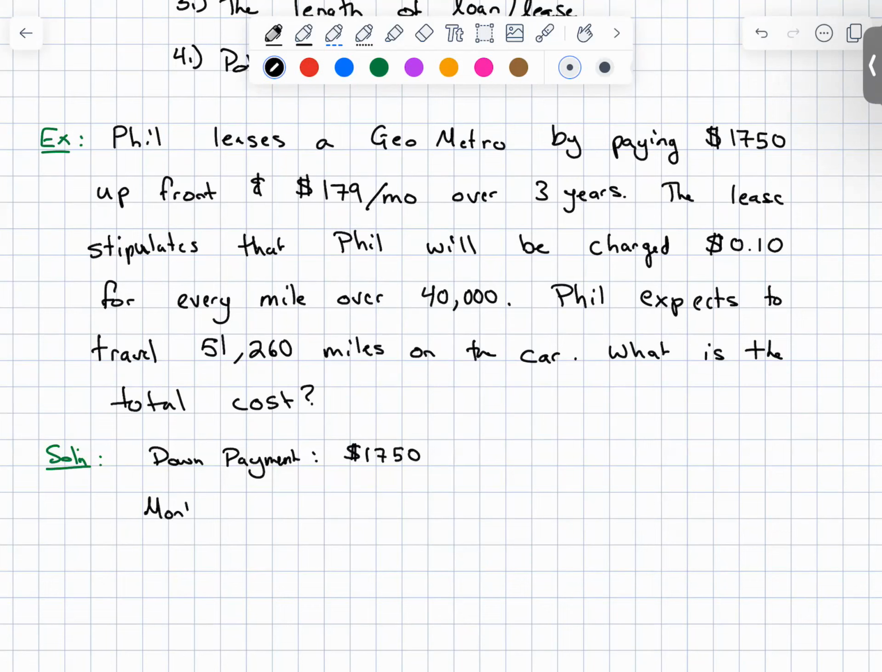There's also the monthly payments. And it's not just $179. It's $179 every month for 3 years. So we'll take that $179 per month and multiply it by 36 months. Take a second to figure out why I said 36. Because 3 years, 12 months in a year.